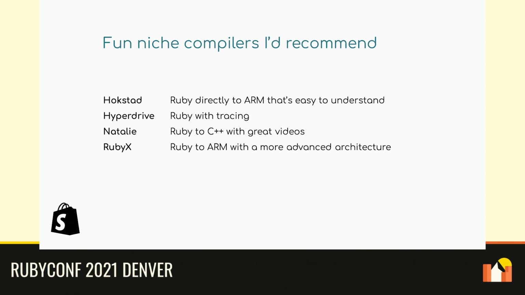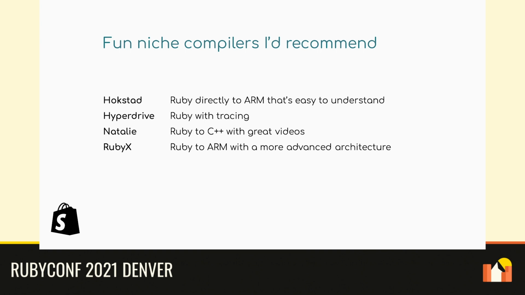I'd put out some fun niche compilers as well that I'd recommend looking at. Hotstats is a compiler directly from Ruby to ARM machine code. It's very easy to understand, so if you want to look at compilers at the most basic level, you could look at Hotstats. There's Hyperdrive by Jacob Matthews. This is Ruby with a tracing compiler. We'll talk about that in a minute.